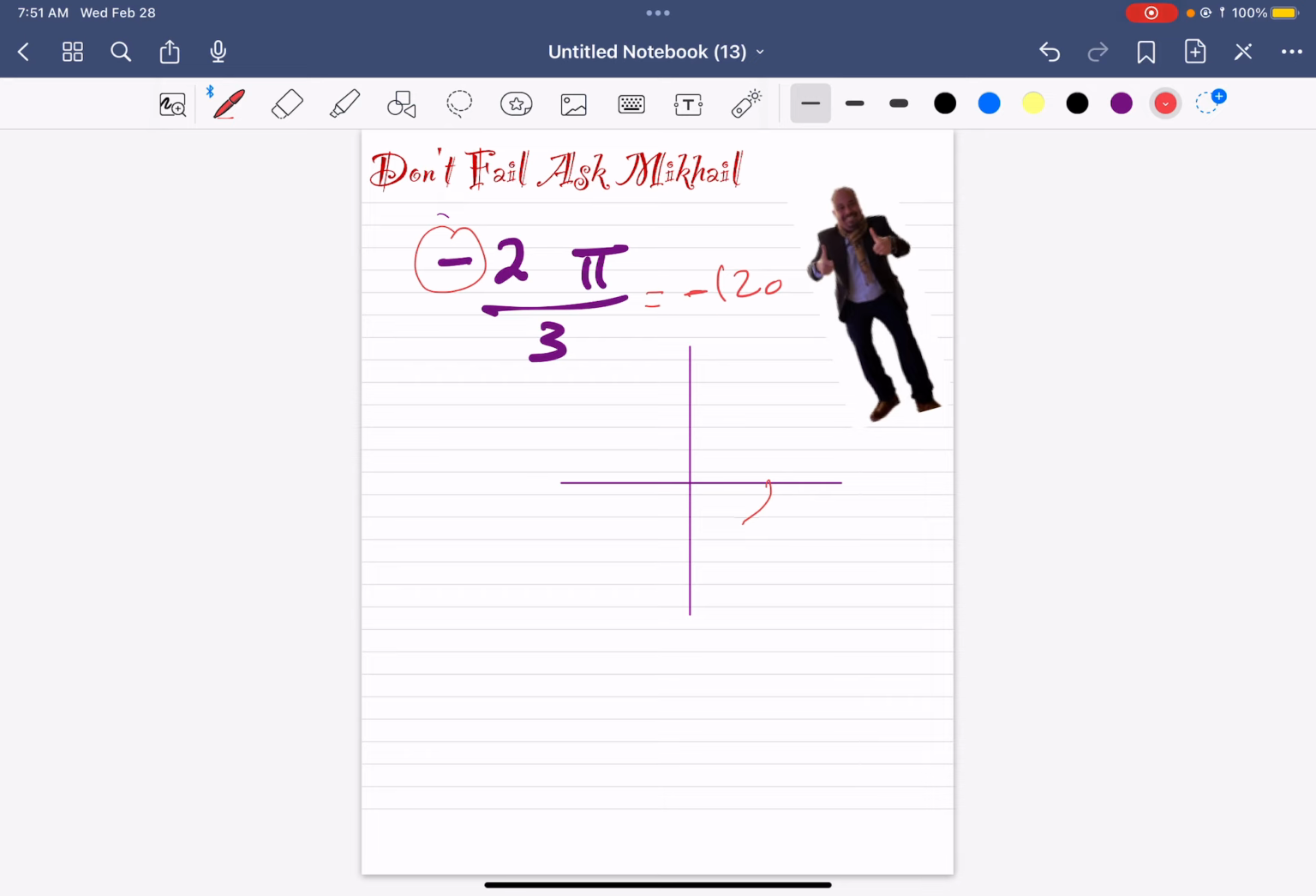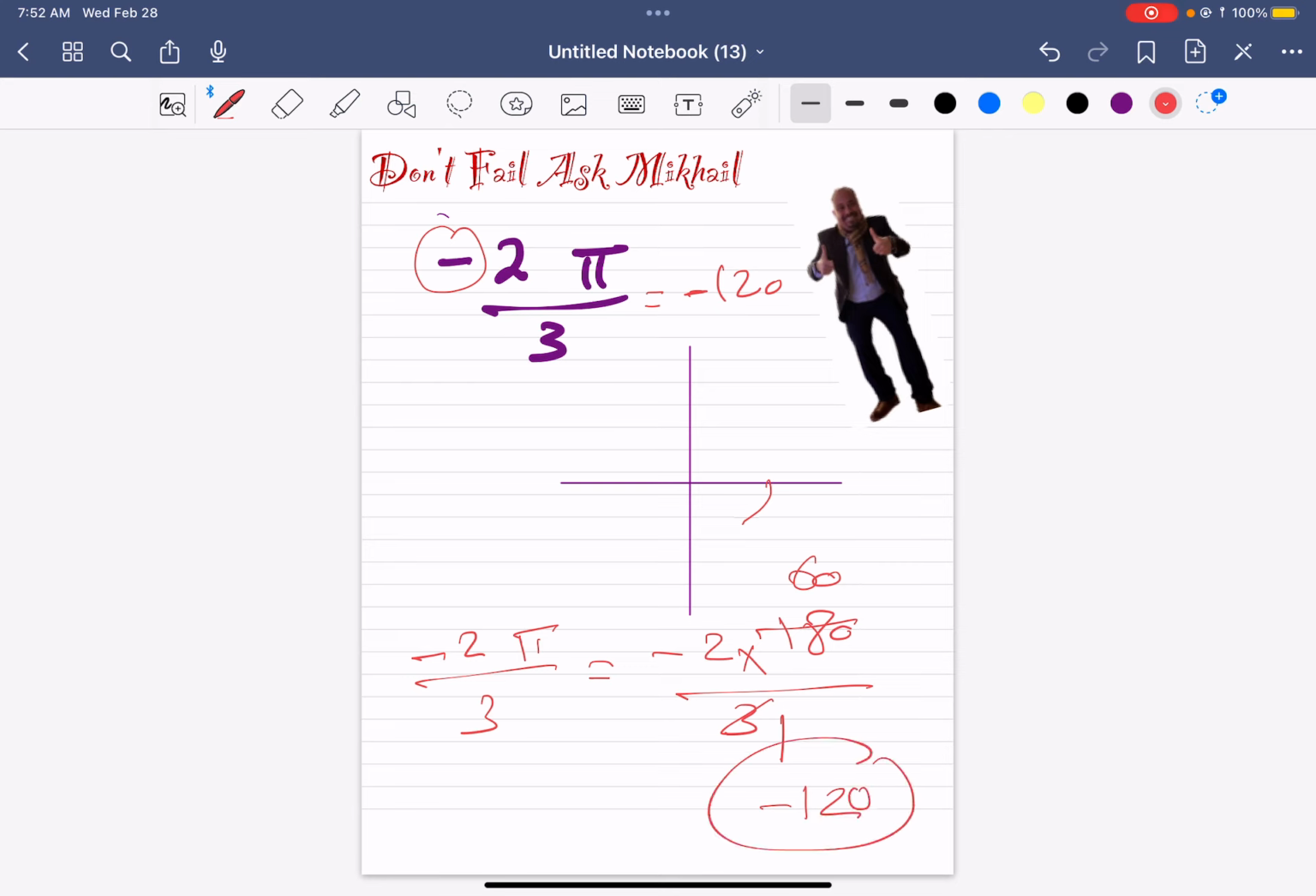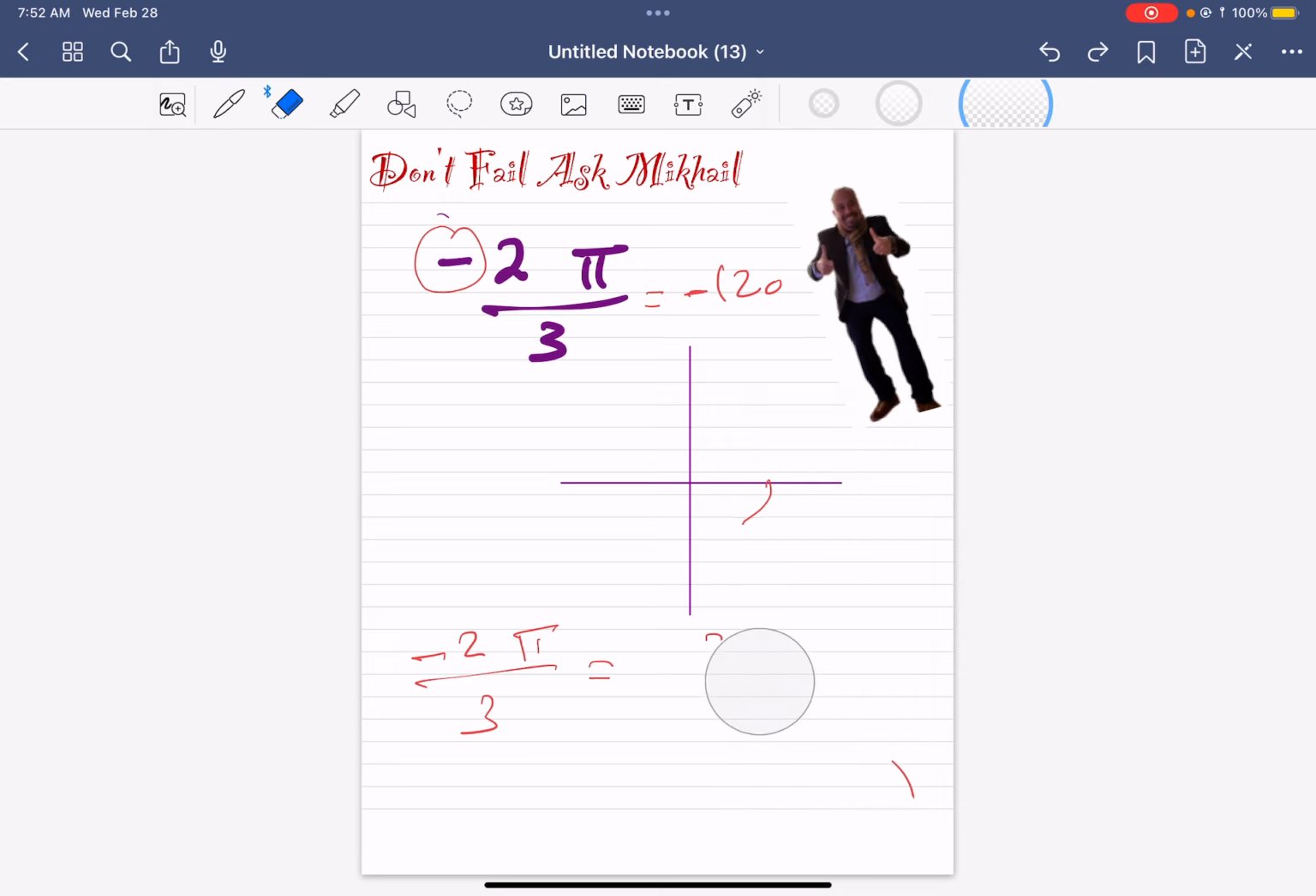Again, very quick how I get it. It's negative 2 pi over 3, which is negative 2 times 180 over 3. Divide by 3 equals 1. Divide by 3 equals 60, which gives you negative 120. So this is the same as negative 120. So let me erase this.